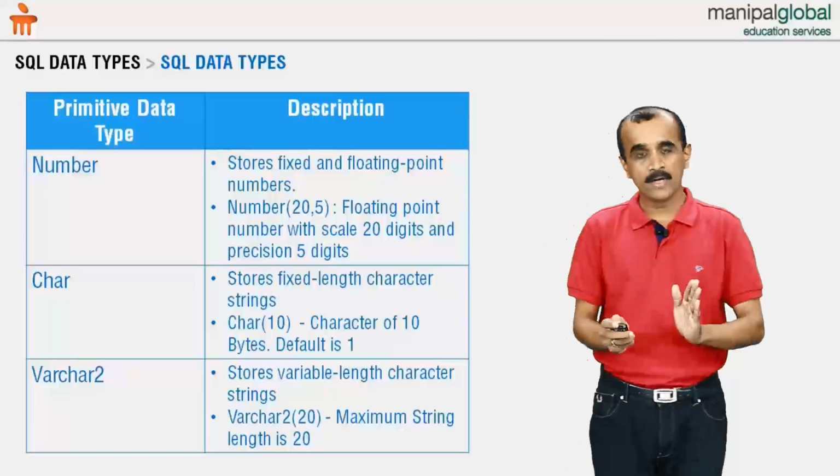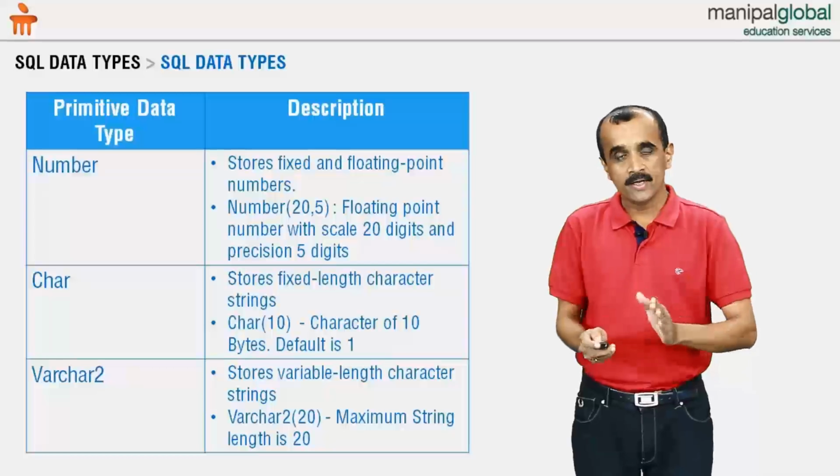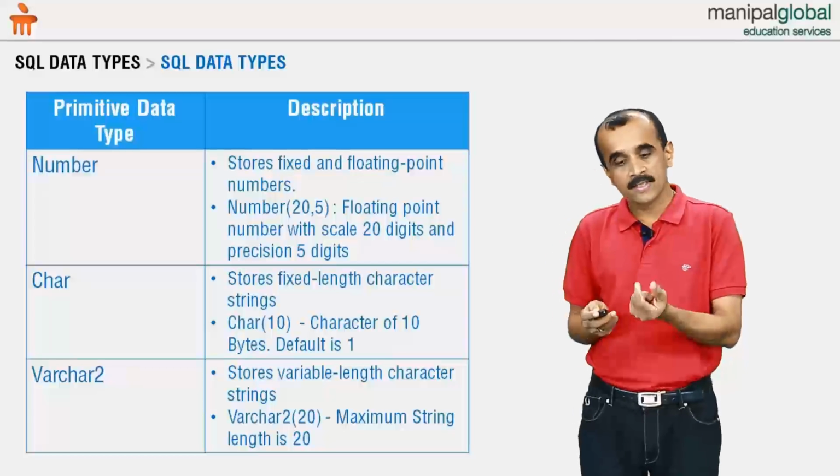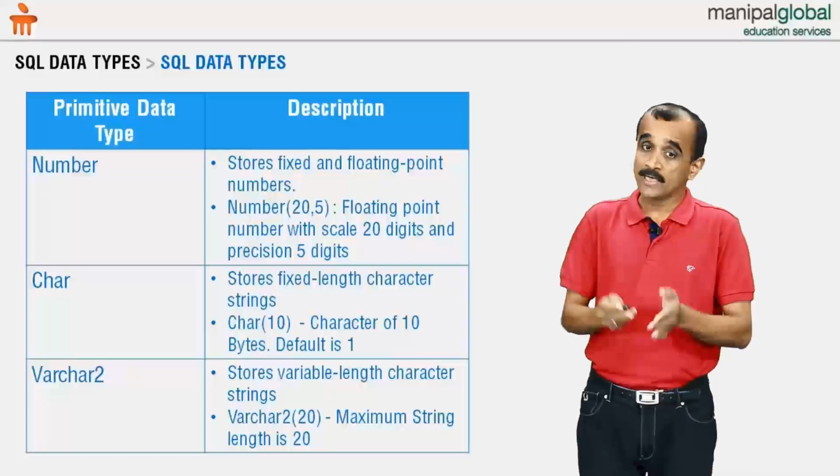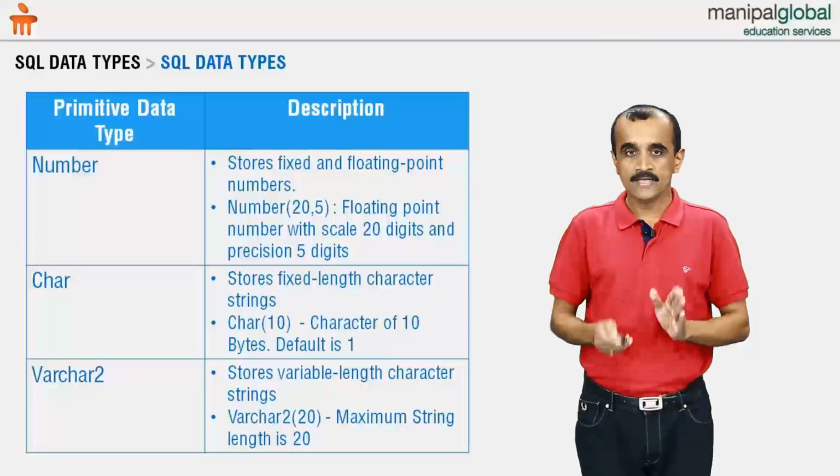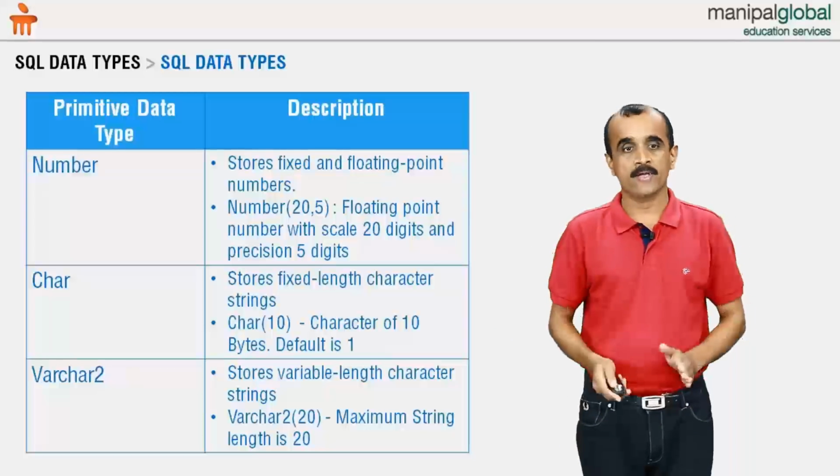But in case of a varchar2, even if I say 20, if I store just 2 bytes in that, consumption is only 2 bytes. Maximum up to 20 I can go. That is varchar2, the special thing of varchar2.